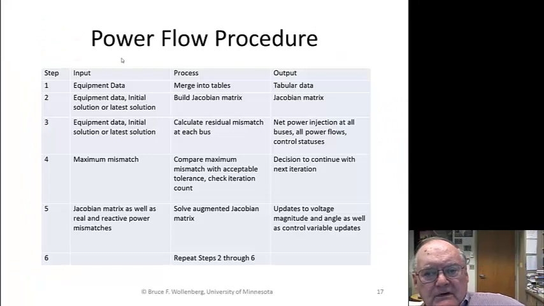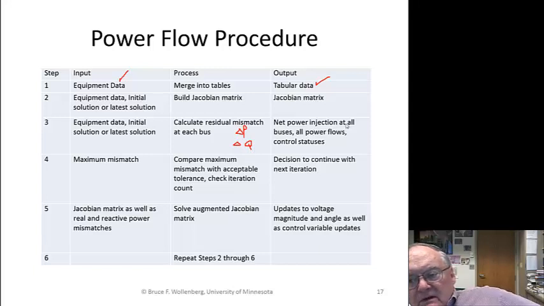The power flow procedure. We take the input data that we get from the engineers that built the system, and we put them in the table, and we get tabular data, usually on computer files. We take the initial solution or the latest solution, we build a Jacobian matrix. We take the initial solution, we calculate the residual mismatch, the so-called delta P, delta Q, and that gives us the net injection at all power flows.